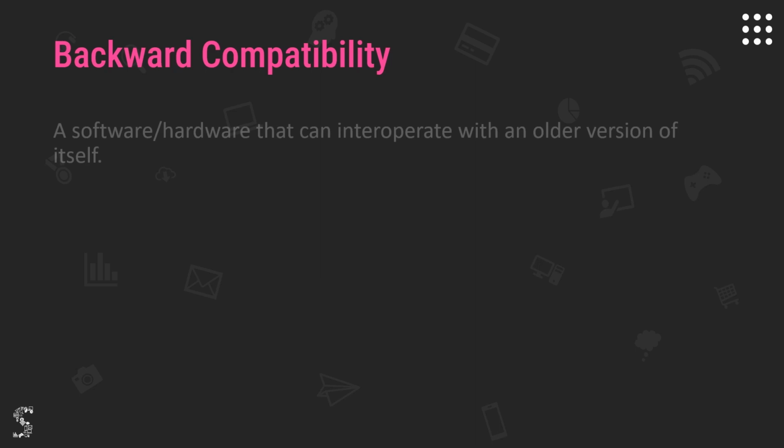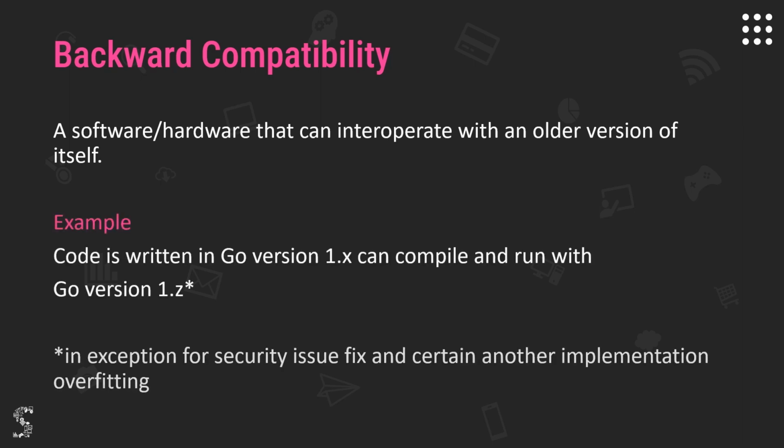Backward compatibility means that software or hardware can interoperate with an older version of itself. For example, if I have code written in Go version, let's say 1.14, and then I compile and run it in Go version 1.18, the code is still able to run correctly. It means that the Go language has backward compatibility.